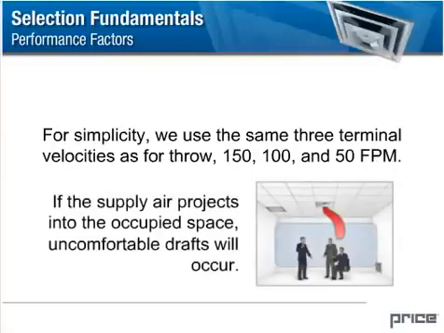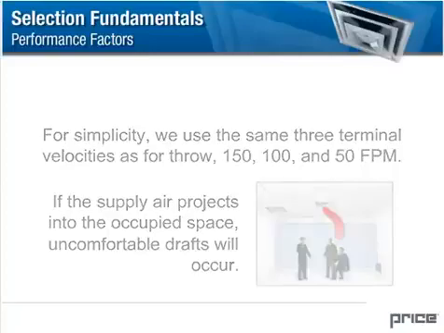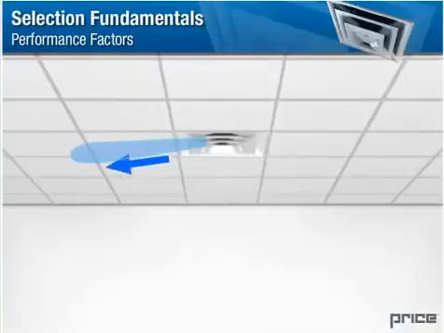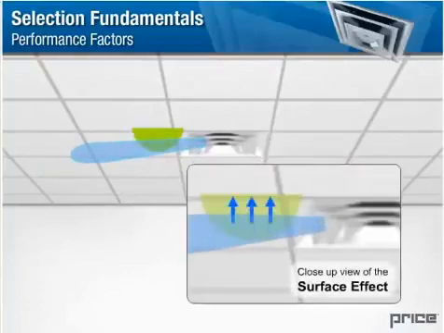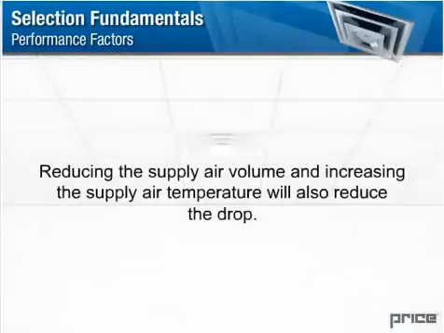If the supply air projects into the occupied space, uncomfortable drafts will occur. Drop can be minimized by utilizing the surface effect of the ceilings. Outlets located in or near the ceiling will exhibit less drop than outlets located on exposed ductwork. Reducing the supply air volume and increasing the supply air temperature will also reduce the drop.